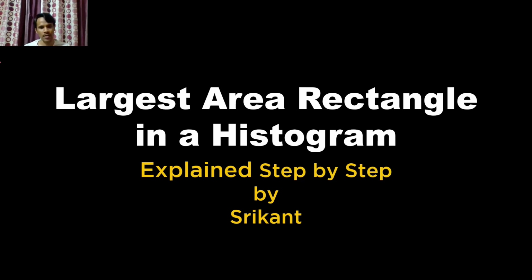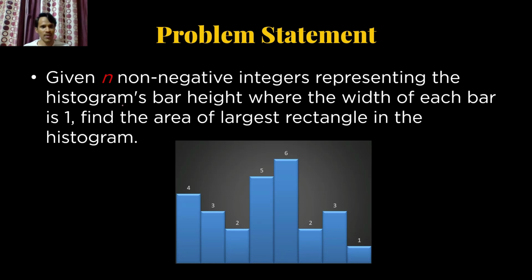Today we'll be learning how to solve this problem of finding the largest area rectangle in a histogram. Okay, so let's jump to the problem statement. You are given n non-negative integers representing the histogram's bar heights where the width of each bar is 1. Find the area of the largest rectangle in the histogram.